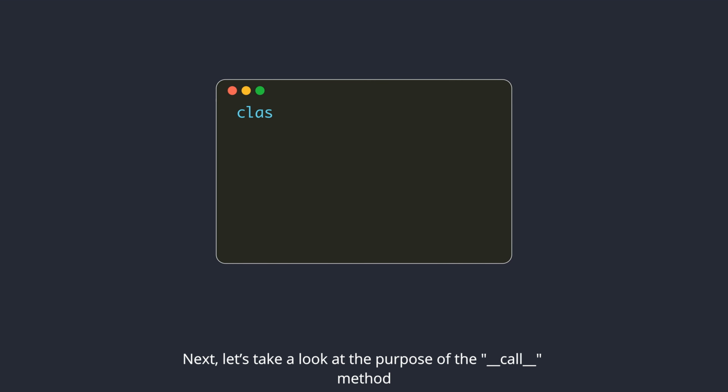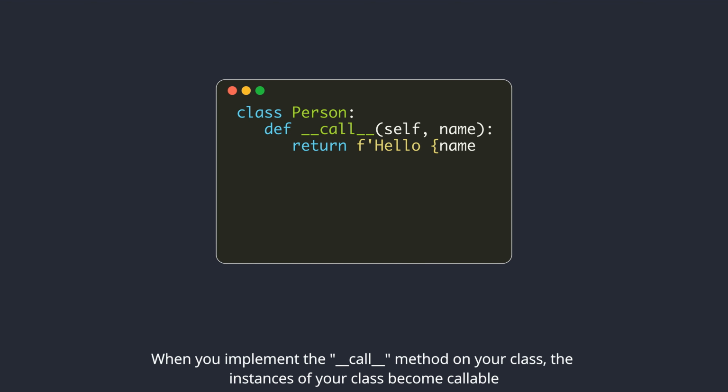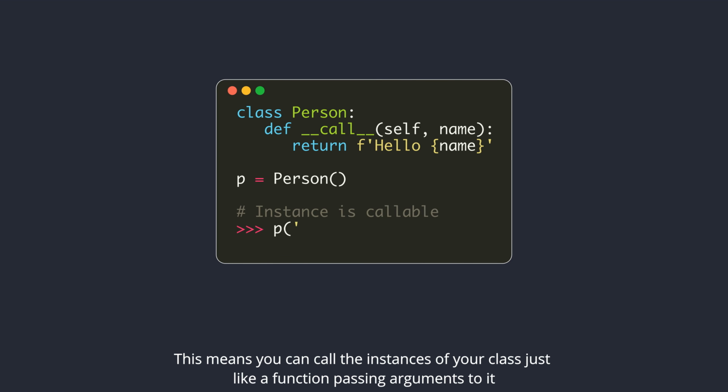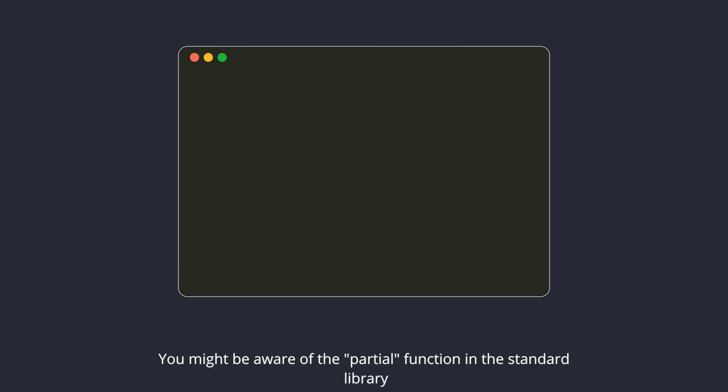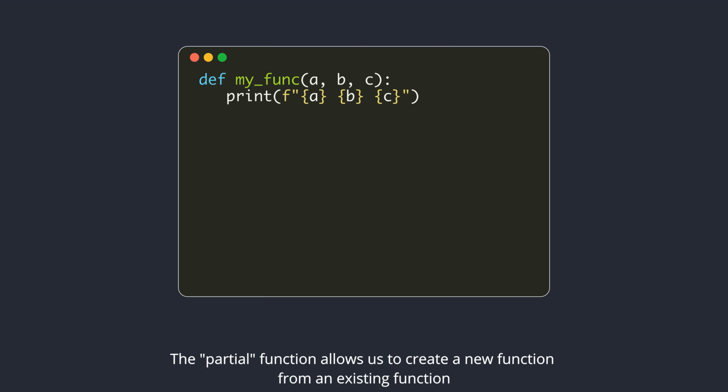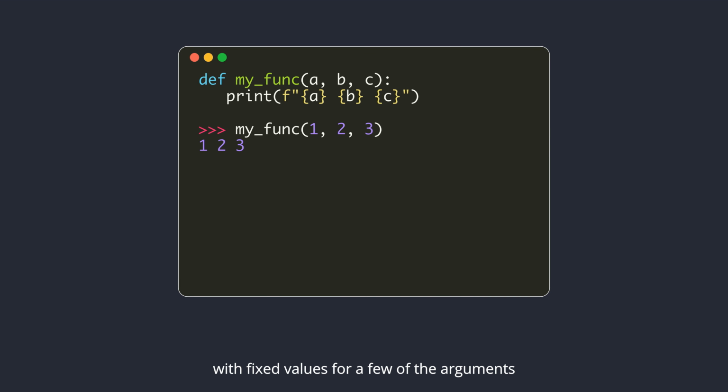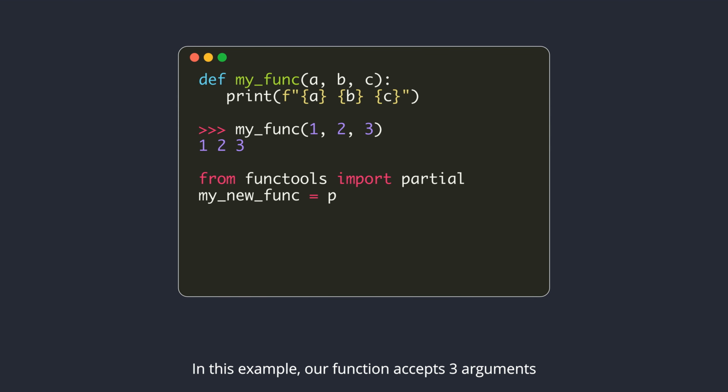Next, let's take a look at the purpose of the dunder call method. When you implement the dunder call method on your class, the instances of your class become callable. This means you can call the instances of your class just like a function, passing arguments to it. You might be aware of the partial function in the standard library. The partial function allows us to create a new function from an existing function with fixed values for a few of the arguments. In this example, our function accepts 3 arguments.